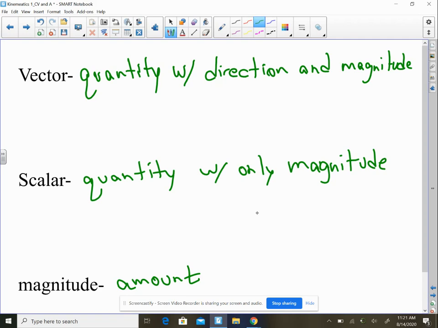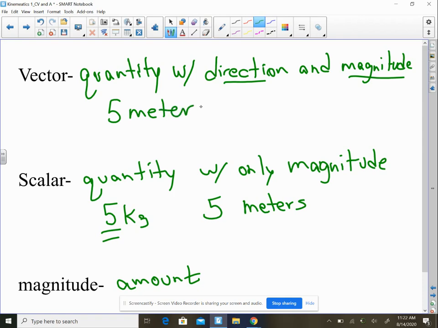For example, for a scalar quantity that only has magnitude, we could be talking about 5 kilograms. And so 5 would be our magnitude. Another example of a scalar quantity could be 5 meters. If we look at vector quantities, we have to have both direction and magnitude, and those are very important. Instead of saying just 5 meters, we would say 5 meters to the right, or north, or up, or down. Direction is important for vector quantities.